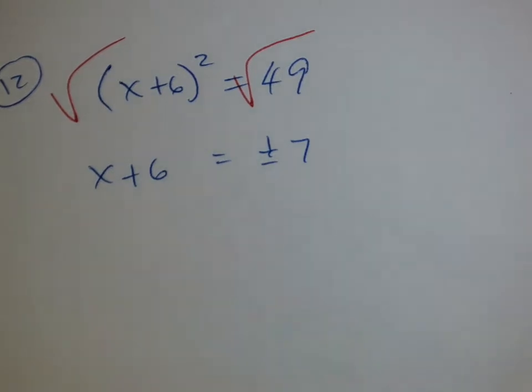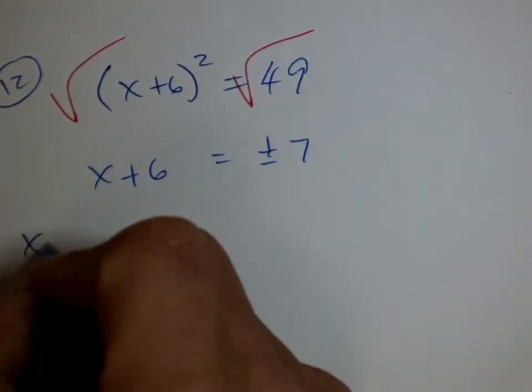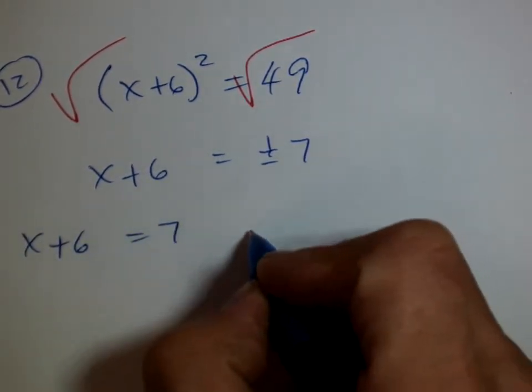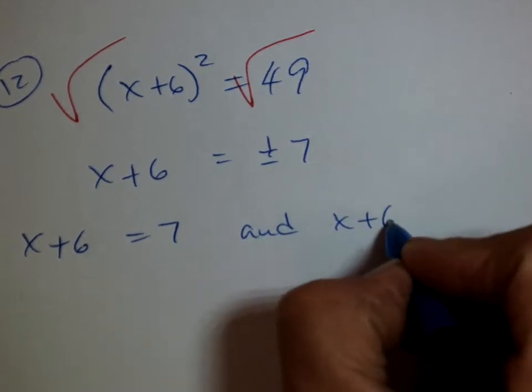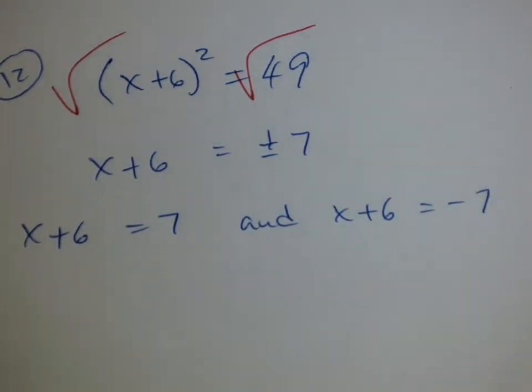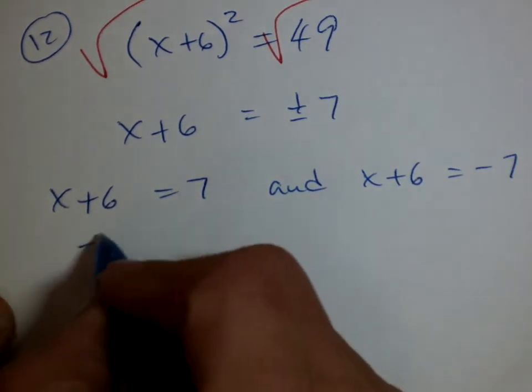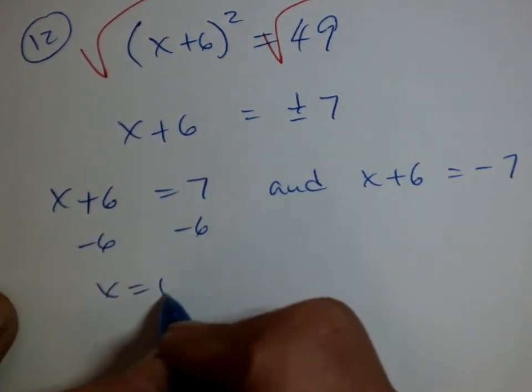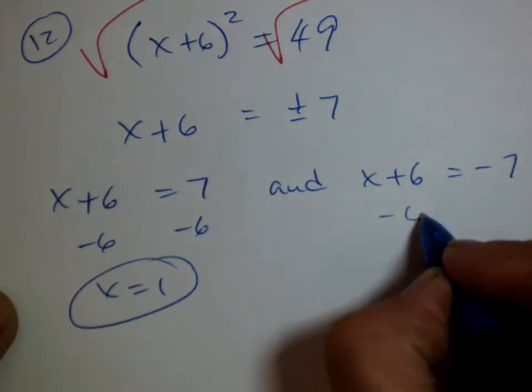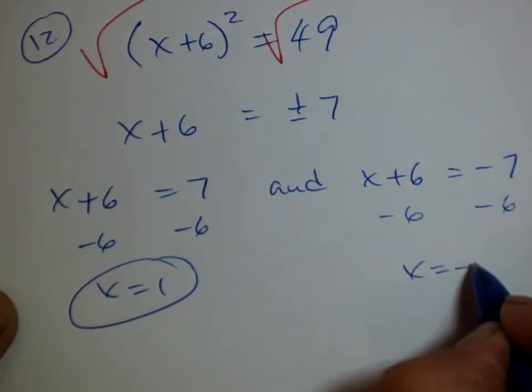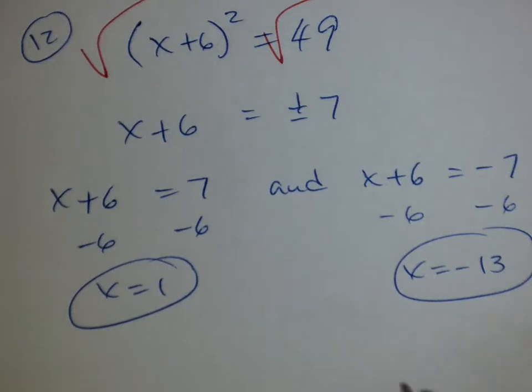Now, Caleb did one like this on the warm-up. I'm going to do what Caleb did, but in a slightly different way. I'm going to go x plus 6 equals 7 and x plus 6 equals negative 7, because I need 2 answers, don't I? For 2 answers, I better have 2 equations. So now it's pretty easy to solve. Minus 6, x equals 1. Minus 6, x equals negative 13.